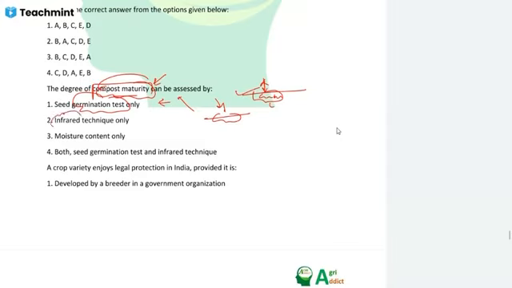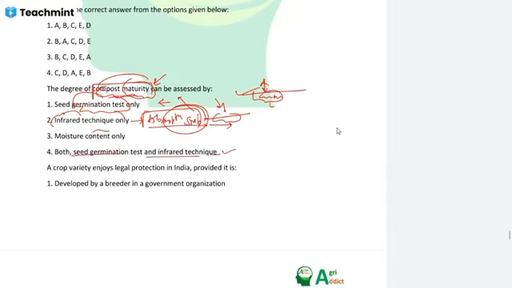And also by the infrared techniques, where there will be a difference in absorption spectra or absorption bands based on the different maturity level. If it is completely matured, the absorption bands will be very unique compared to the compost which is not matured enough. So based on this, you can also assess the compost maturity. So that's why the answer would be both seed germination and infrared techniques.